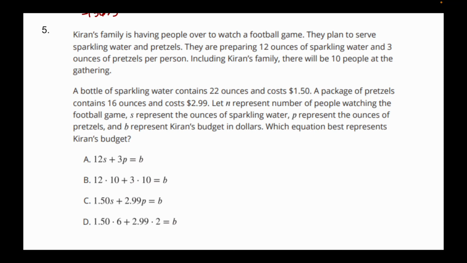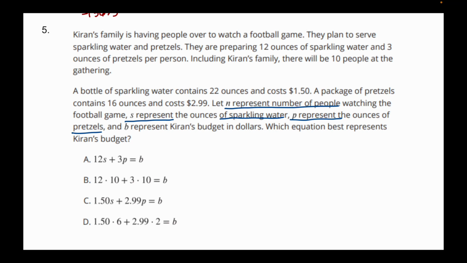We want N to represent the number of people. So N is the number of people. S represents the sparkling water. P represents the ounces of pretzels. And B is the budget. So they want to know which equation best represents Kieran's budget.